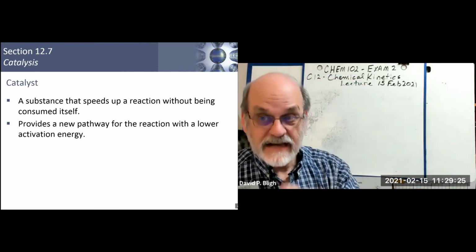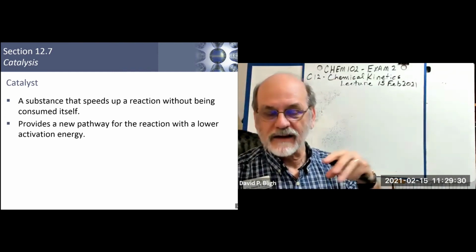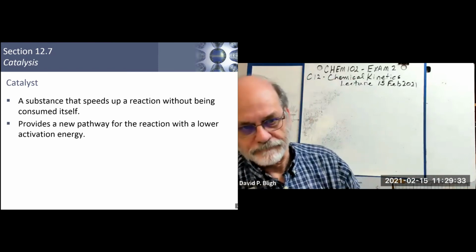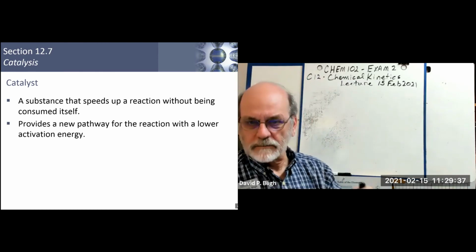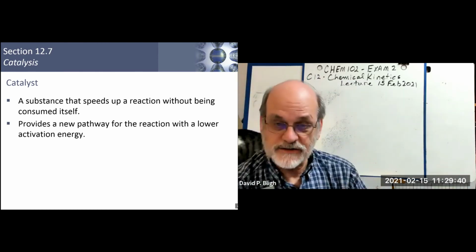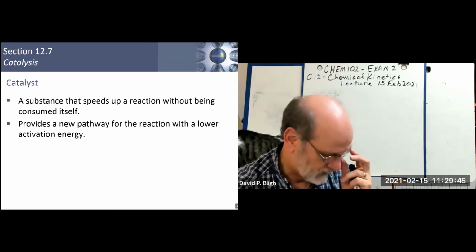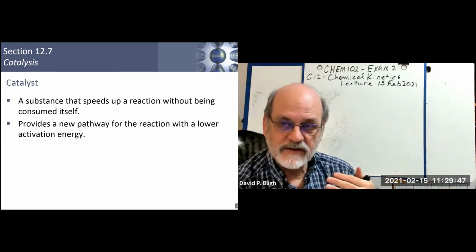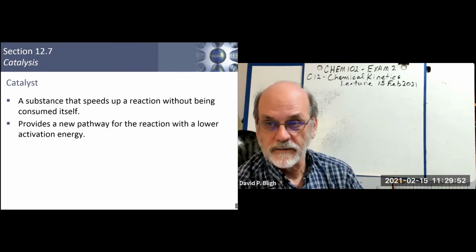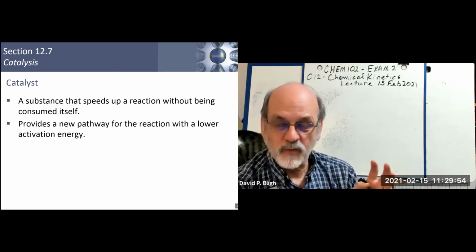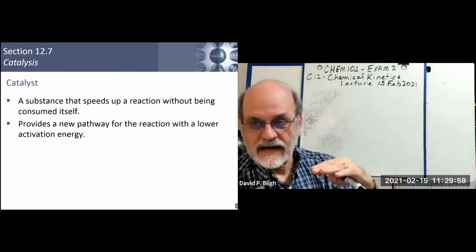Microscopically, it's intimately involved with the reactions. But macroscopically, the catalyst appears to be unchanged. That's the definition of a catalyst. How does it work? Well, like I just said, the catalyst is intimately involved with the reaction. So what it does is it actually provides an alternate pathway for the reaction to occur. And that pathway actually occurs at a lower activation energy.